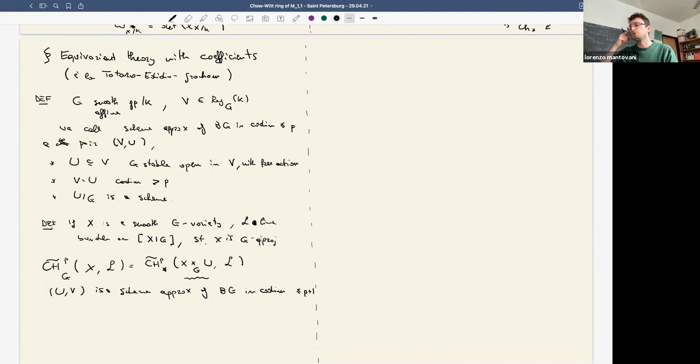There are other conditions that you can put on X such that this quotient will exist. One has a definition in slightly higher generality, but today quasi-projectivity will suffice. And here we need to choose UV to be any scheme approximation in the right codimension. Good. So this defines a good equivariant theory that is independent of the choices.